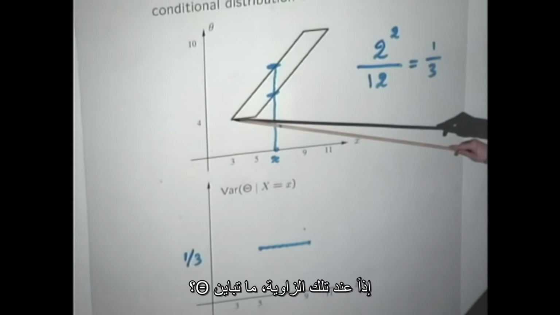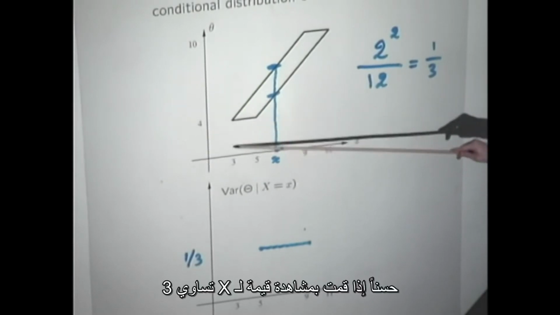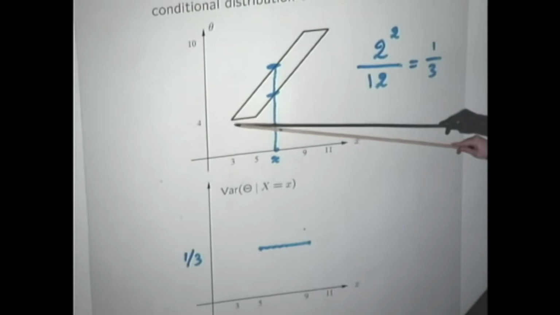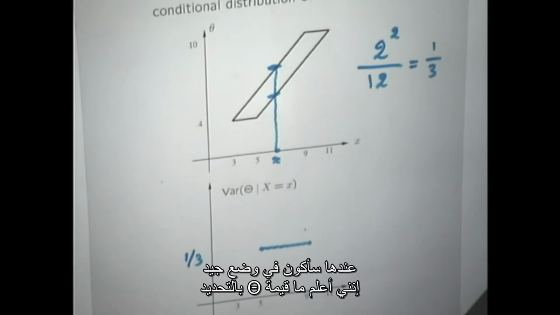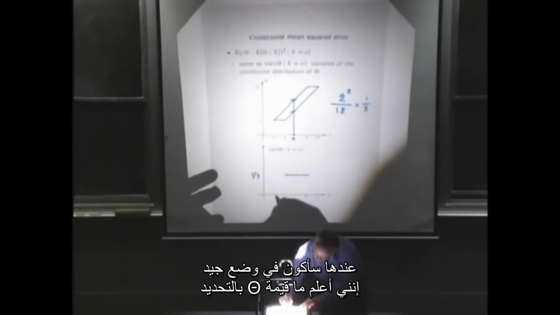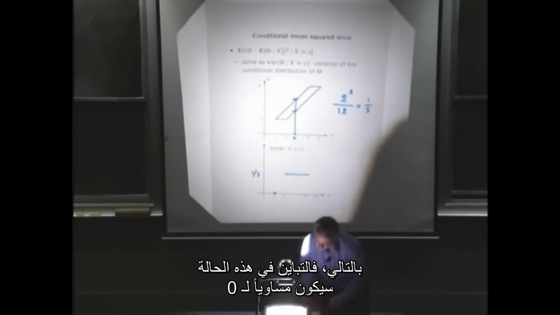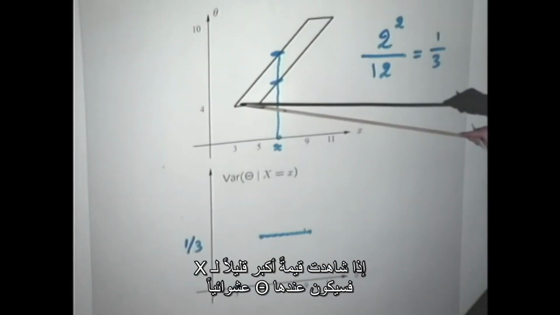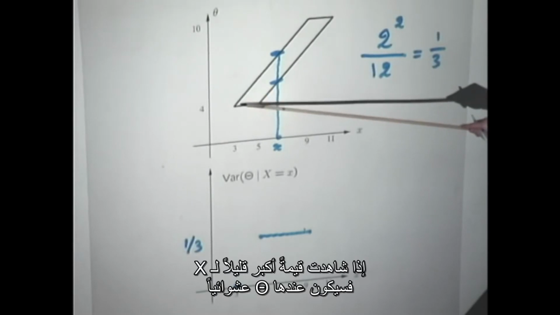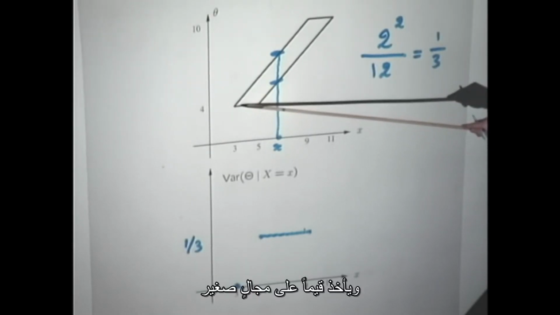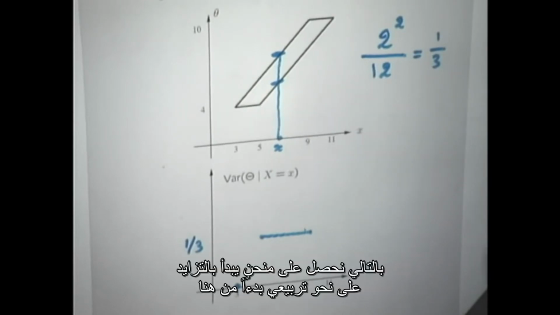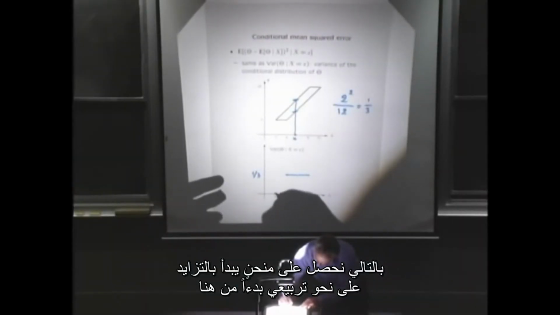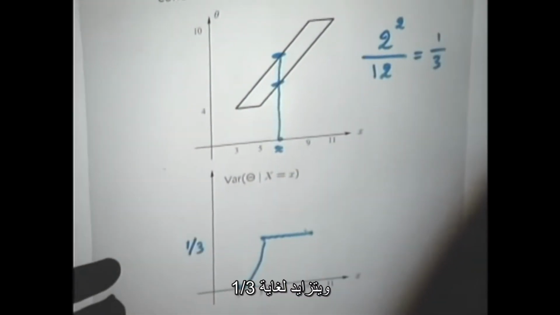So at that corner, what is the variance of theta? Well, if I observe an x that's equal to 3, then I know with certainty that theta is equal to 4. Then I'm in a very good shape. I know exactly what theta is going to be. So the variance in this case is going to be 0. If I observe an x that's a little larger, then theta is now random, takes values on a little interval, and the variance of theta is going to be proportional to the square of the length of that little interval. So we get a curve that starts rising quadratically from here and goes up towards 1/3.